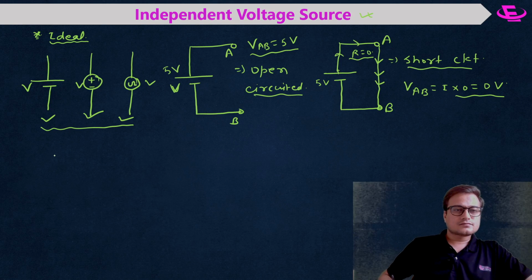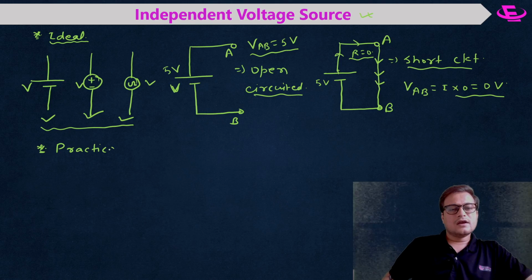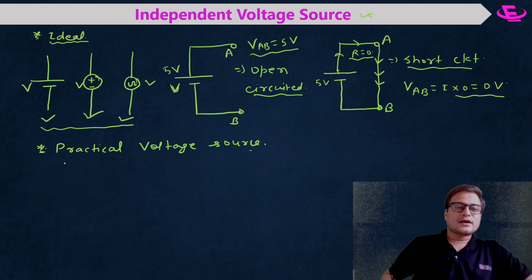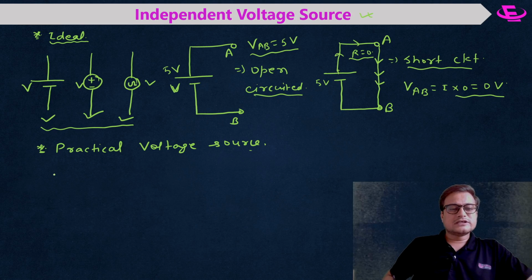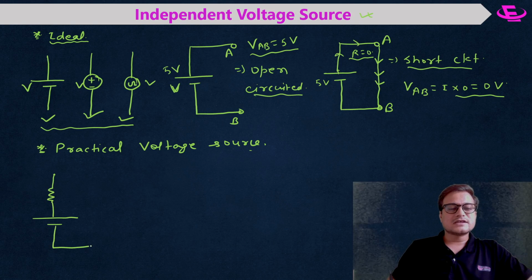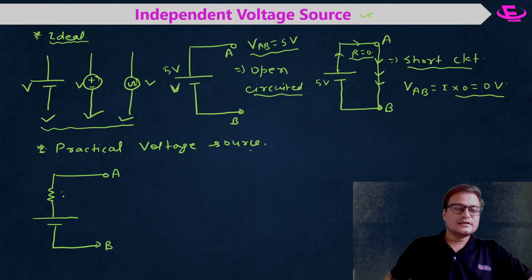Now let us discuss the practical voltage source. So what is a practical voltage source? In the case of a practical voltage source, there will be some voltage drop. That means the practical voltage source will look like this. Right now I will explain why the resistance is put in series. This is the A terminal, this is the B terminal, this is resistance R, this is voltage V. Right now it is open circuited. But after some time you will see it like this.